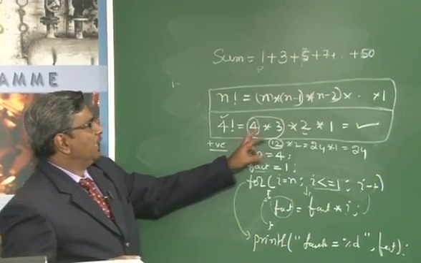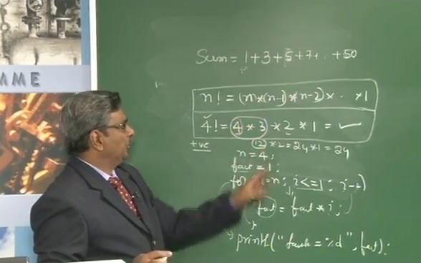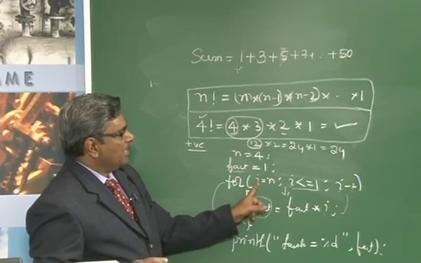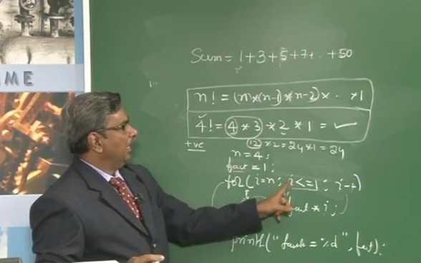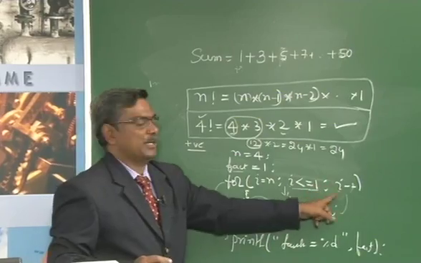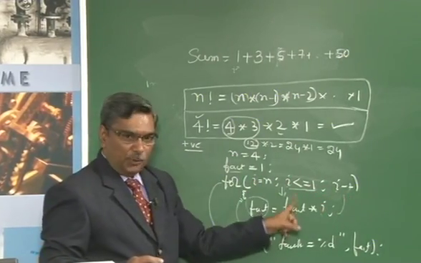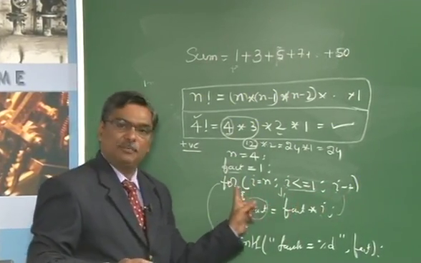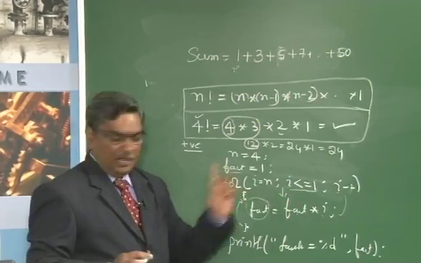You can also write it in reverse, 1 into 2 into 3. The changes to be done are I is equal to 1, I less than or equal to n, I plus plus. You can use the downward logic as well as the forward logic, depending upon the situation.